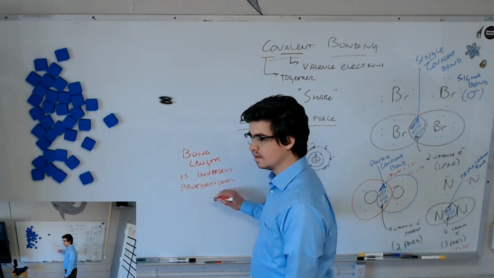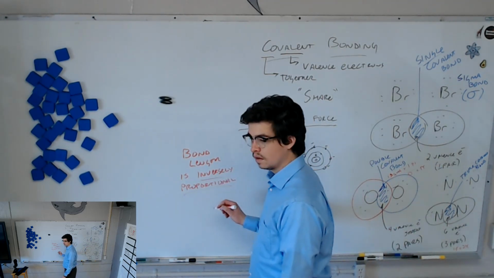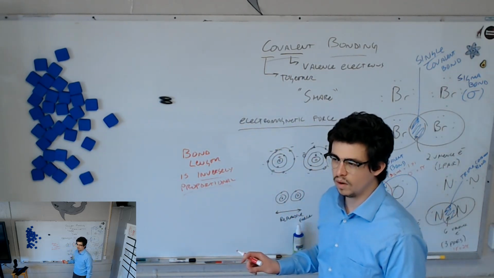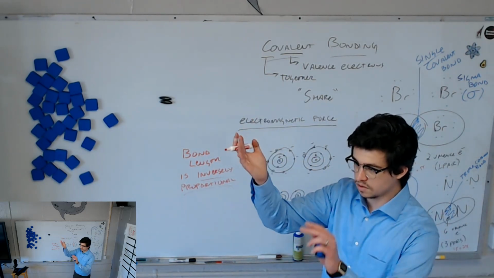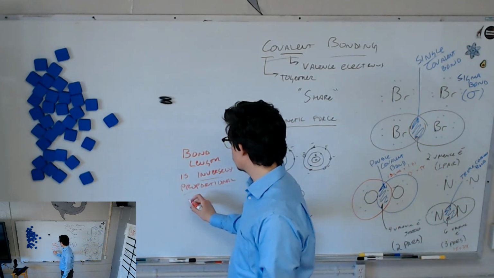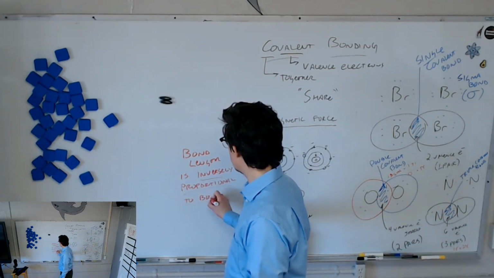Bond length is inversely proportional, meaning what? It can go either way. No, not quite. It means they're opposite. If one goes up, the other goes down, right? So bond length is inversely proportional to bond strength.